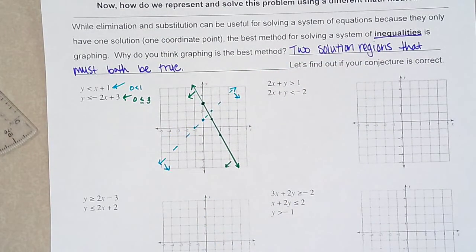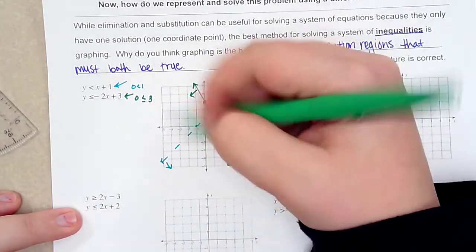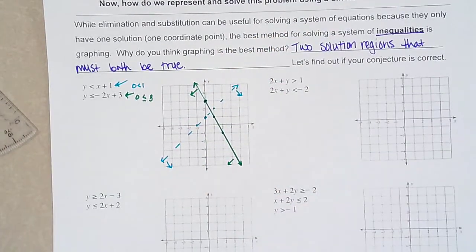And this is why I don't like to shade both regions. If I had shaded over here and now I shade over here, basically the whole picture is colored and I don't really know what my solution is. I like to go ahead and wait because now I can see where my arrows point together.